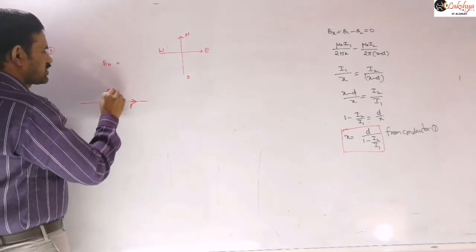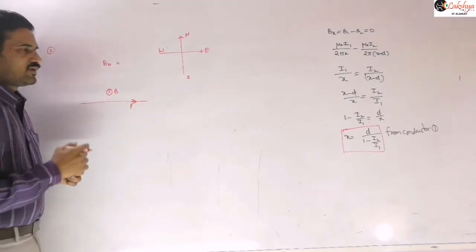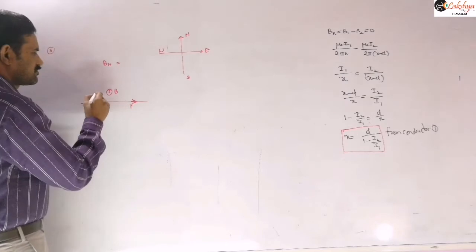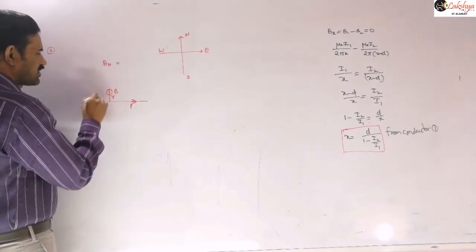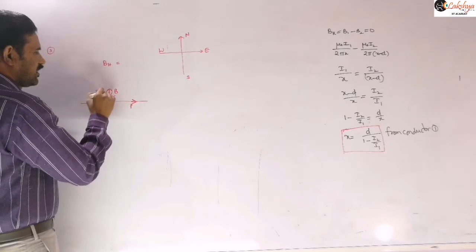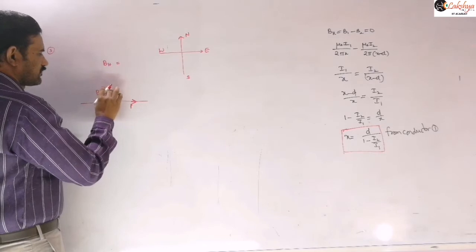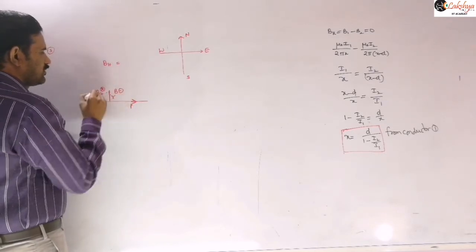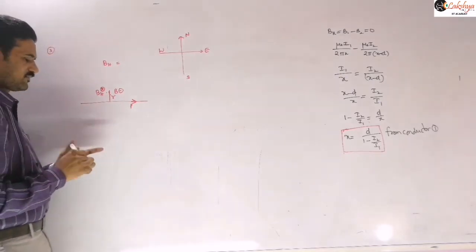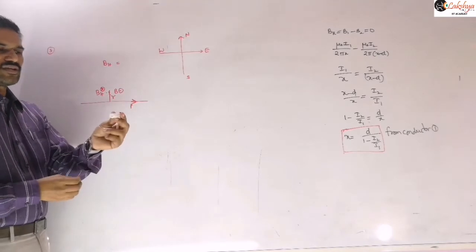Out of the plane you will get the magnetic field due to this, and the BH value will be in the opposite direction. At a distance, suppose R, I am taking there, then the BH value will be in the opposite direction. So this B, I am taking out of the plane, then the BH value will be into the plane here.